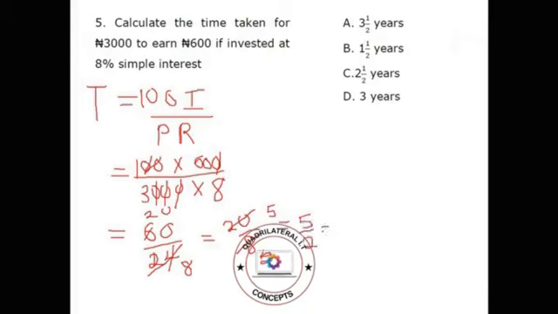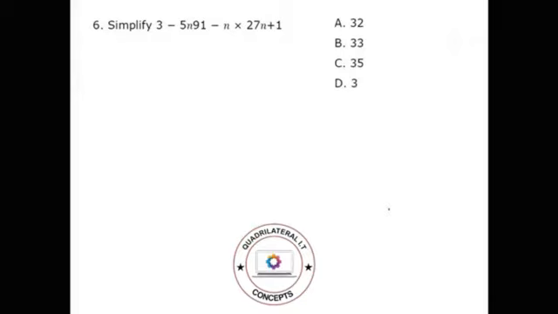So if you express 5 over 2 as a mixed fraction, we have 2 whole number 1 over 2. And that is option C, which is the correct answer. So I hope you get that. If so, let's move to the next question.